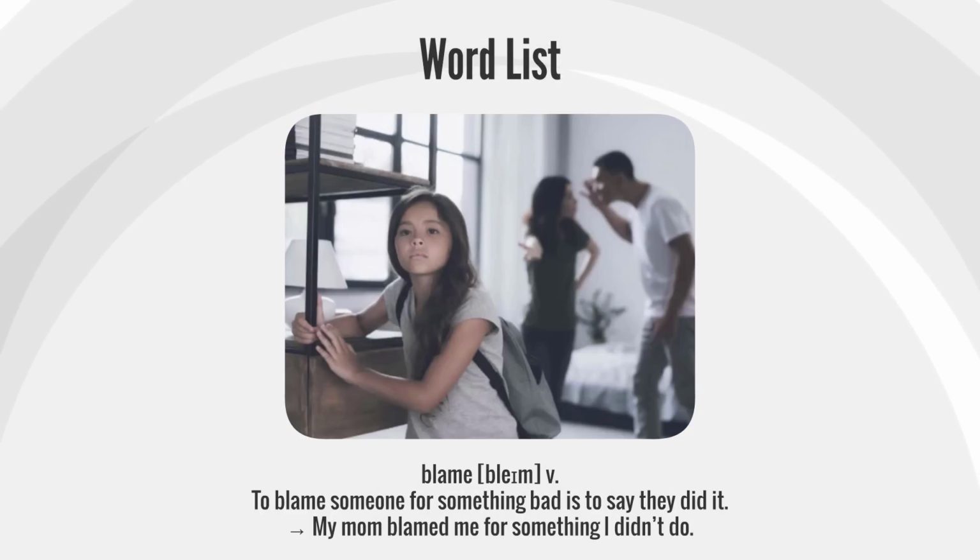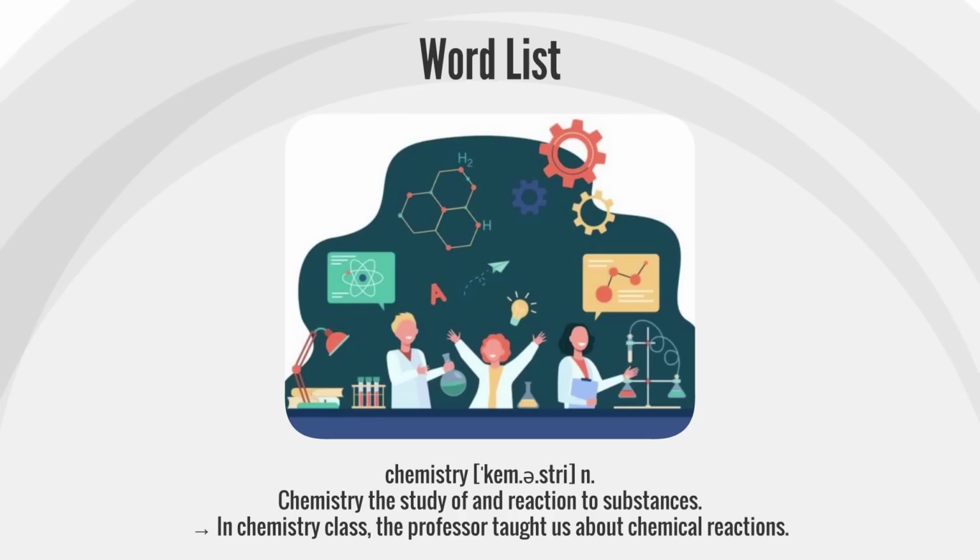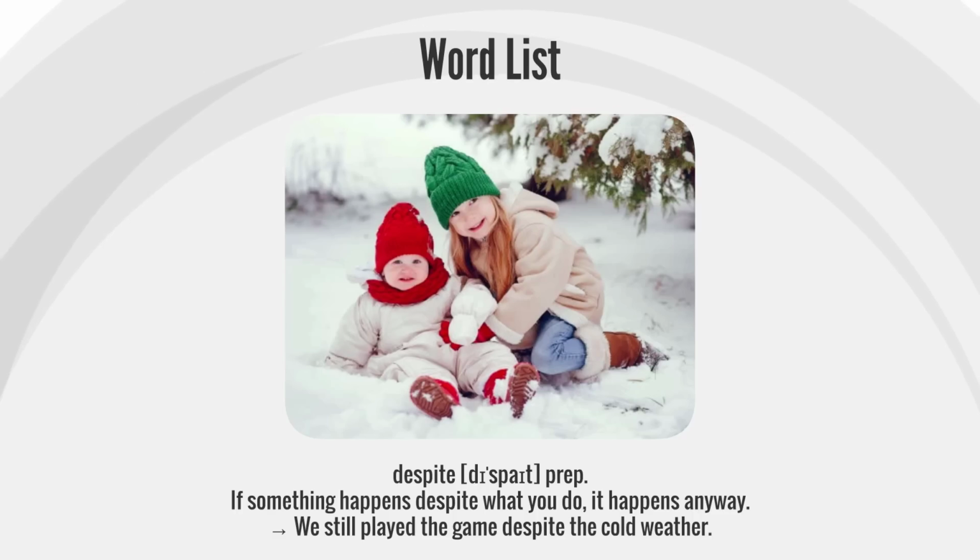Blame. To blame someone for something bad is to say they did it. My mom blamed me for something I didn't do. Chemistry. Chemistry is the study of and reaction to substances. In chemistry class, the professor taught us about chemical reactions. Despite. If something happens despite what you do, it happens anyway. We still played the game despite the cold weather.